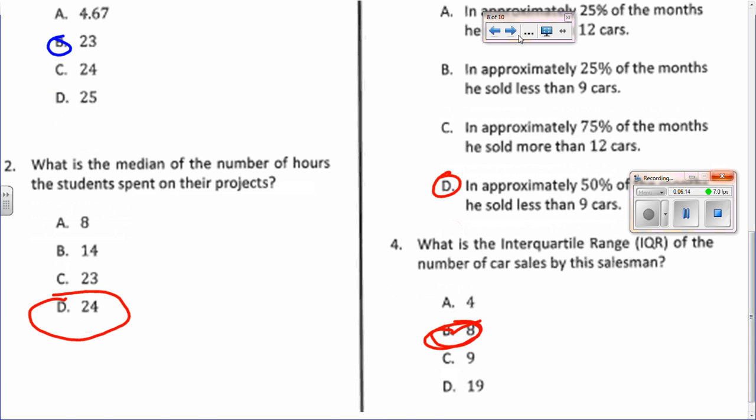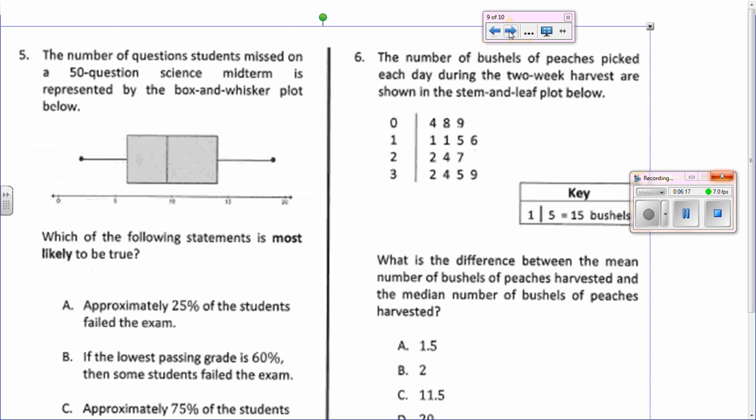Alright, let's look at the next number. Number 5. The number of questions students missed on a 50-question science midterm is represented by the box and whisker plot below. Which of the following statements is most likely to be true? So let's break the box and whisker plot down. Looks like this goes from 6 to maybe 14. That's 50% of the data in here. This looks like about 9 for the median again.